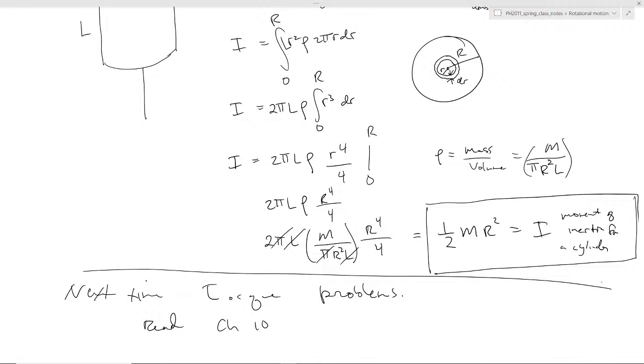Yeah. So what questions do you have? Did that moment of inertia calculation seem logical to you, or did it seem like a jump? What do you think?